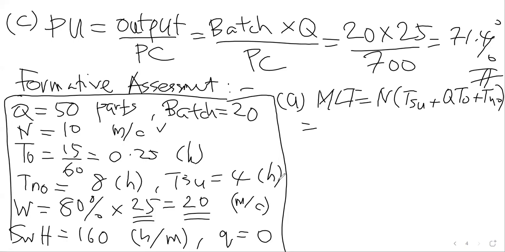The non-operation time is 8 hours, then the required time for setup per order is 4 hours. Okay, setup is 4 hours. So you put all these numbers inside. You have quantity 50, operation 0.25, and the non-operation hours. You put it all in and you can get 245 hours. So there is A and B.